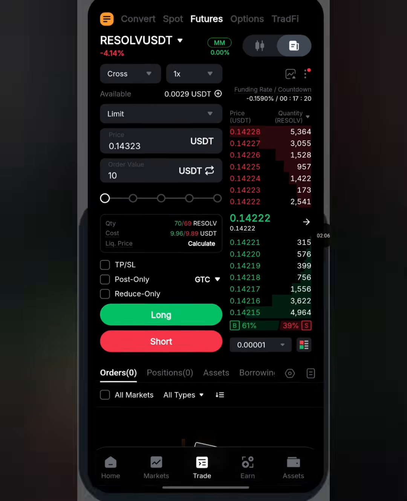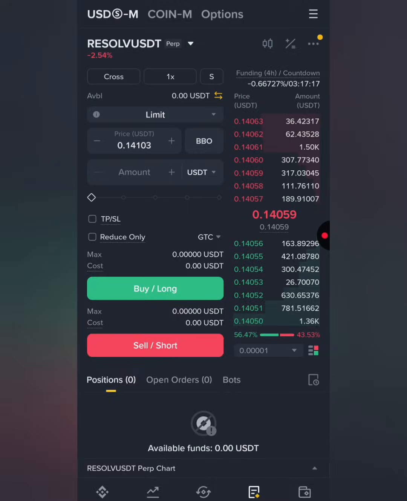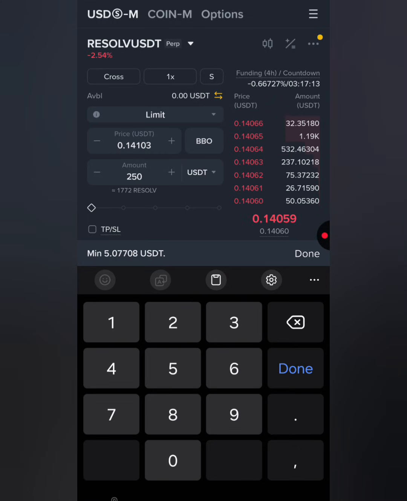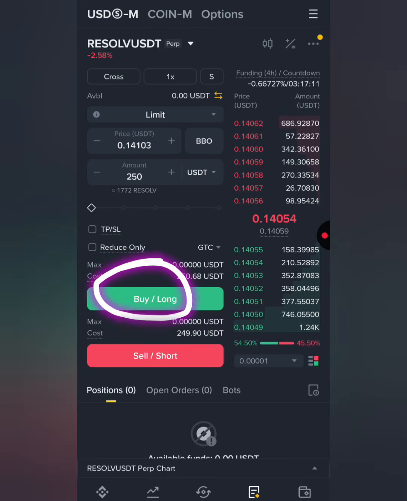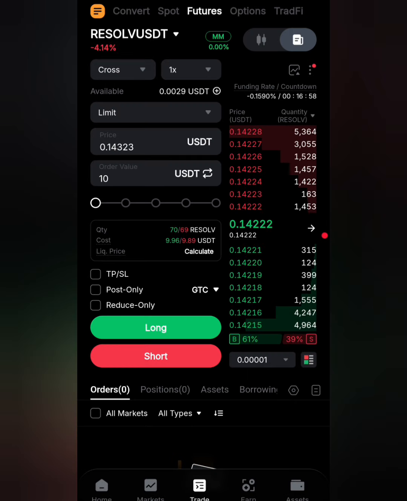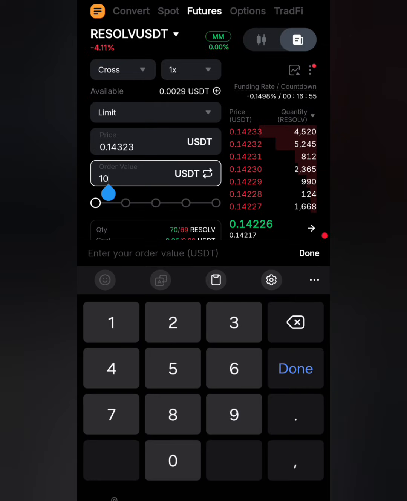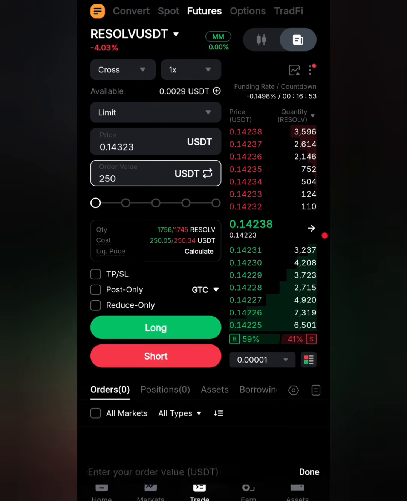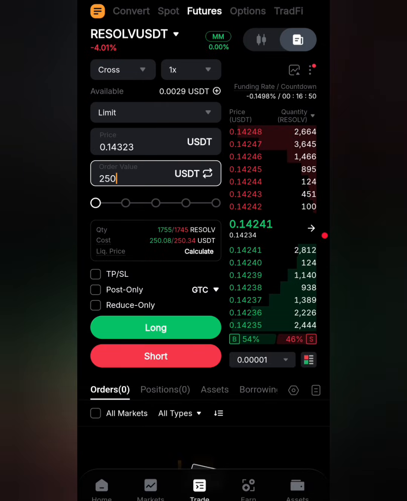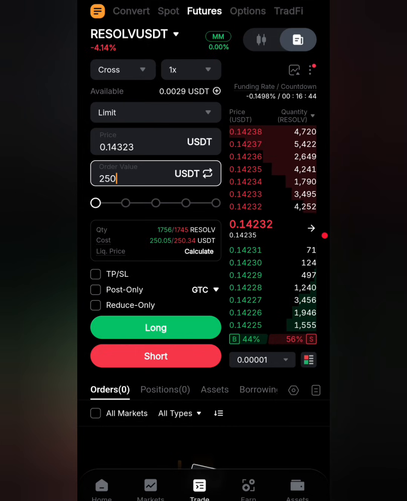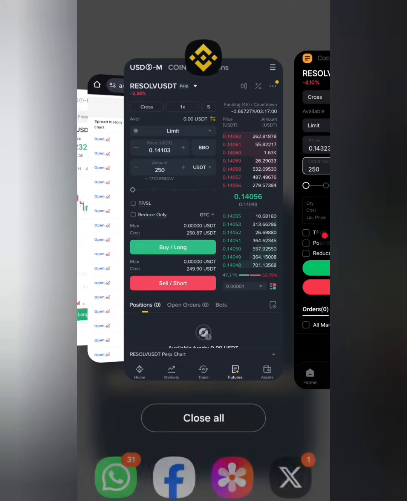All right, now you're going to go long on the Binance. You're going to put in your 250 USDT right here, and then you click on the buy slash long right here. Okay, and then right here on Bybit, you're going to click on the short, all right, and you also put in the same amount right here. So you've shared your 500 USDT in both exchanges, 250 on Binance and 250 on Bybit. Okay, so you're going short here and you're going long here.